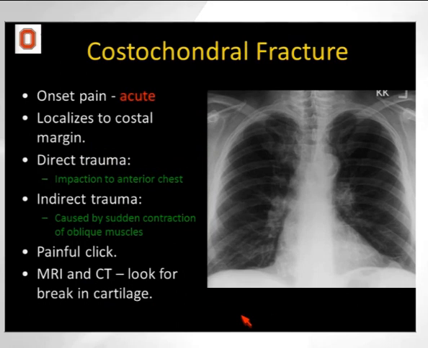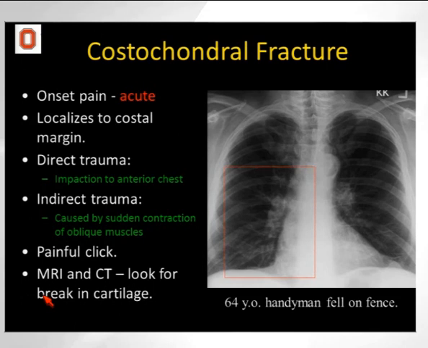So when on the left side, it can mimic those of myocardial infarction. There are 2 etiologies, either direct trauma, which is really easy to ascertain, but those that are from indirect trauma or overuse from sudden contraction of the oblique abdominal musculature, much more difficult to diagnose.